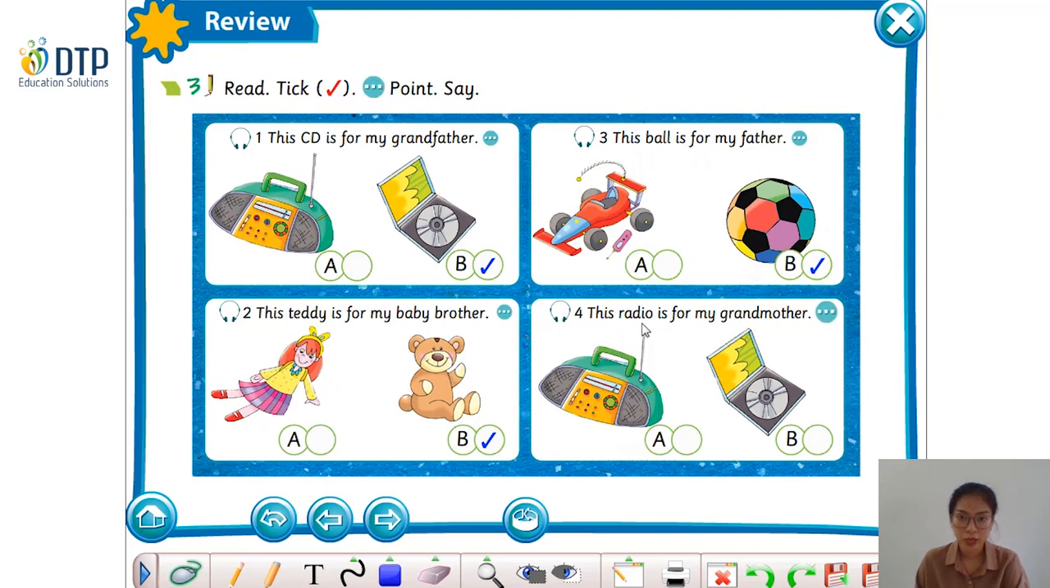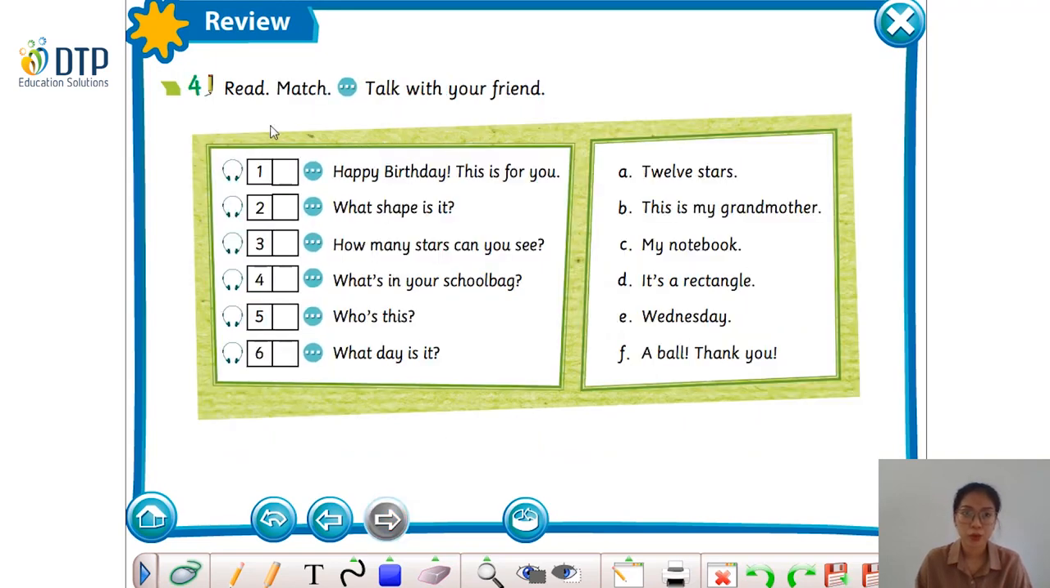This radio is for my grandmother. So A or B is a radio? It is picture A. Good job. Now let's move on to part four. In part four, we will have to read, match, and talk with your friend.